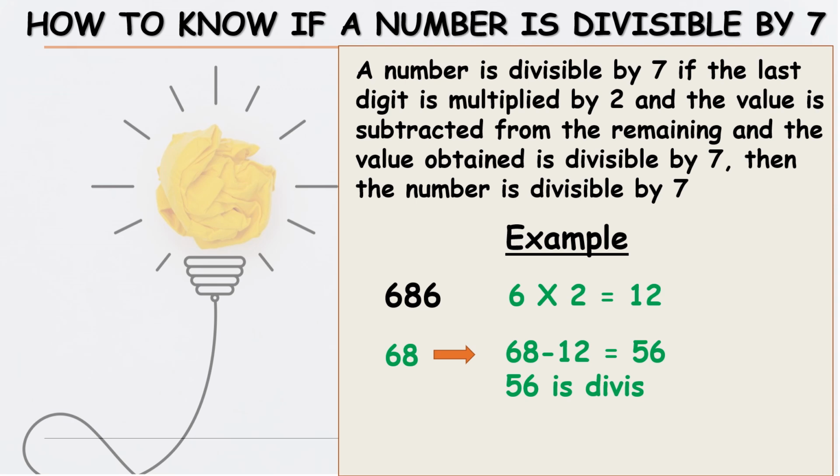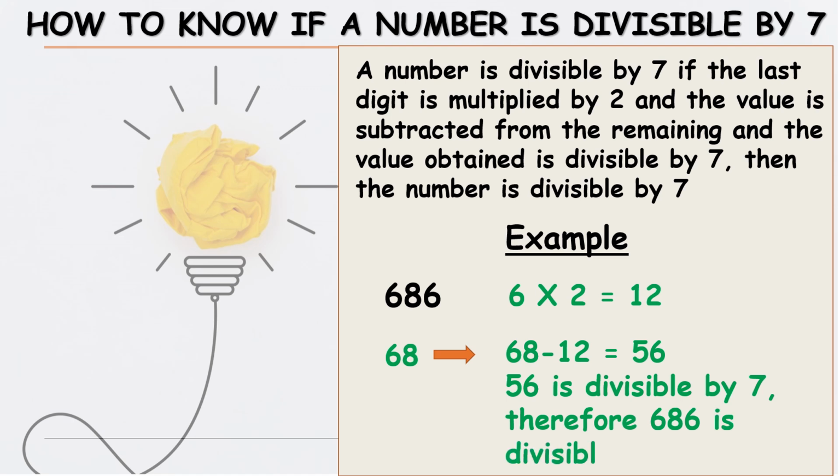Is 56 divisible by 7? Yes, it is, because 7 times 8 is 56. Or if you divide 56 by 7, you have 8. So since 56 is divisible by 7, therefore the entire number, the 686 that we started with, is divisible by 7.